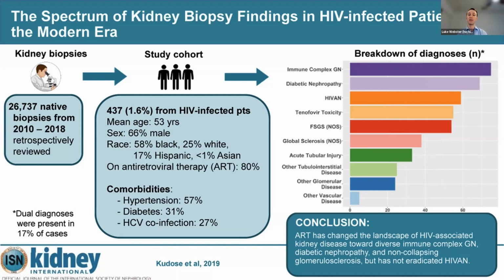And so what did they find as being the most common pathology amongst these patients? The top 2 diagnoses were immune complex mediated GNs and diabetic nephropathy. Much less common were HIVAN and tenofovir toxicity, followed by FSGS NOS. And I will say FSGS NOS is kind of a catch-all category. It just means they couldn't decide what was causing FSGS in that specific patient. But it is an important thing that we are seeing more and more in our HIV positive patients.